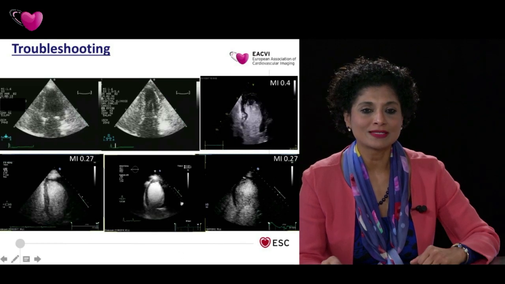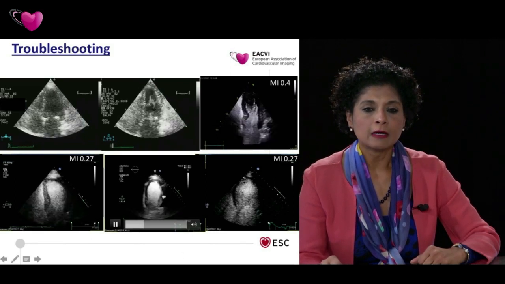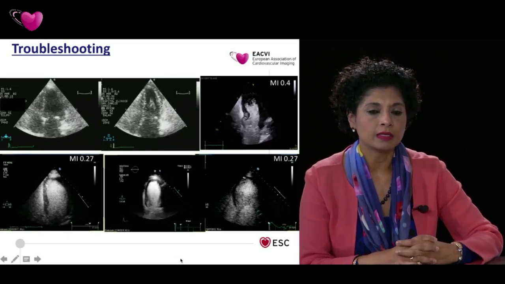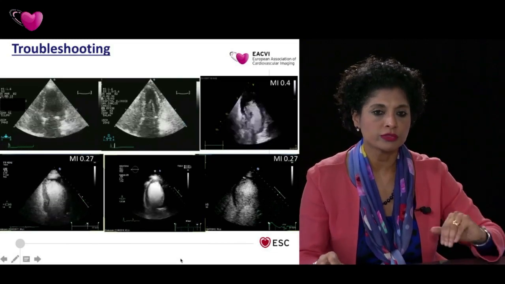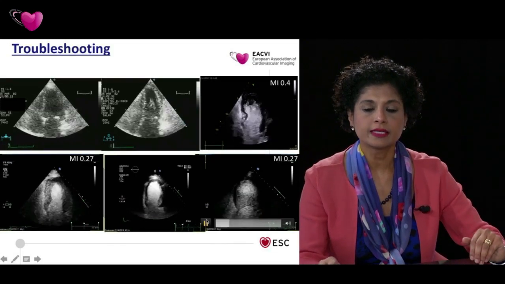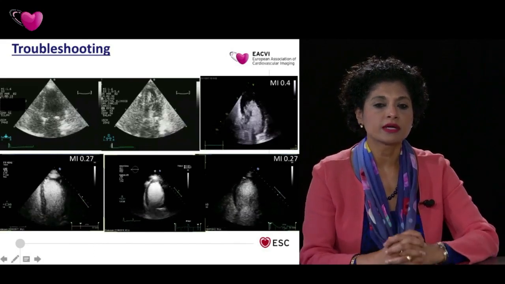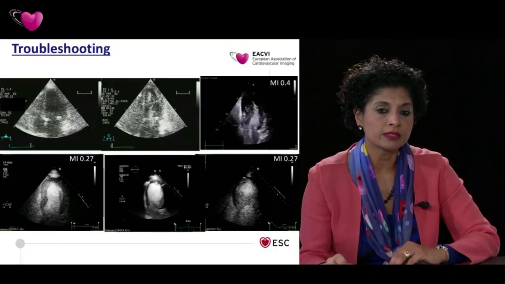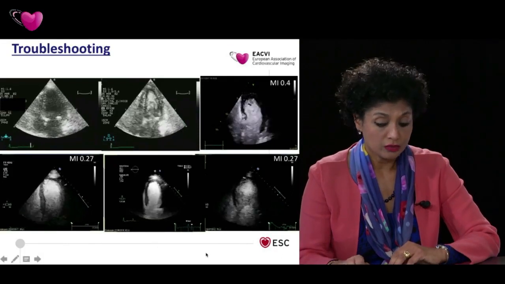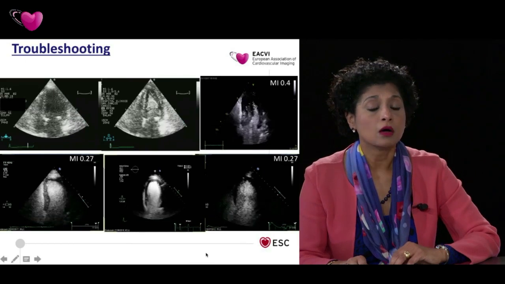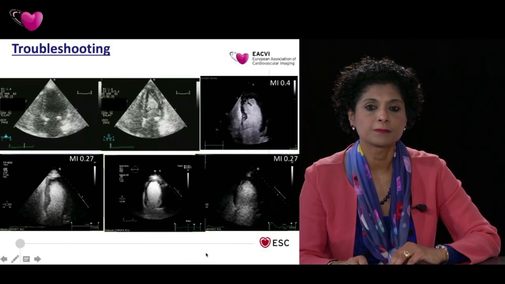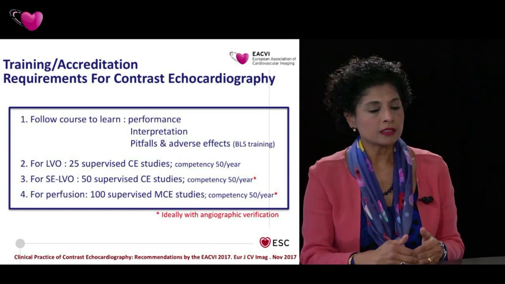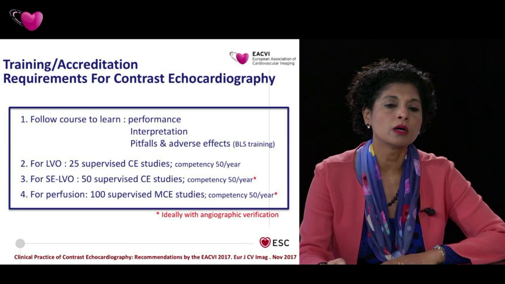too much contrast here, so you've got blooming of the apex. Again, you would wait a little longer before you do your scanning or reduce the dose of contrast given. And finally, in this case, which is a large ventricle and hypercontractile, the standard dose of contrast is not sufficient, so you see a lot of swirling around. In this case, you would have to increase your dose of contrast to get optimal opacification of the cavity.